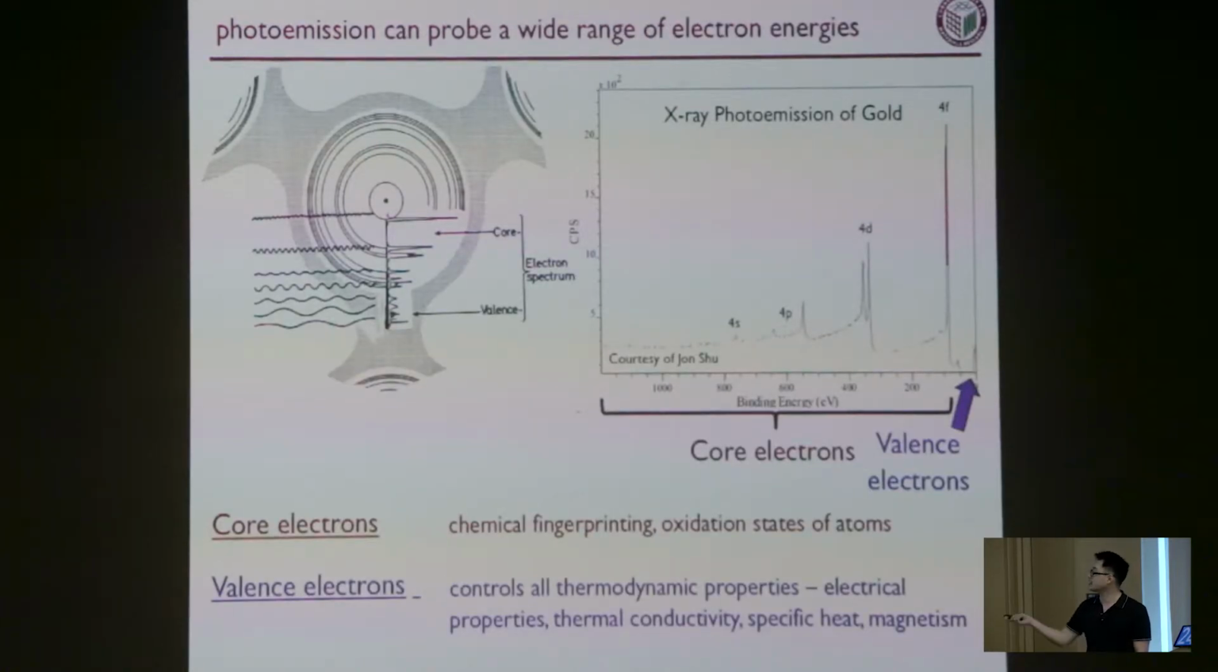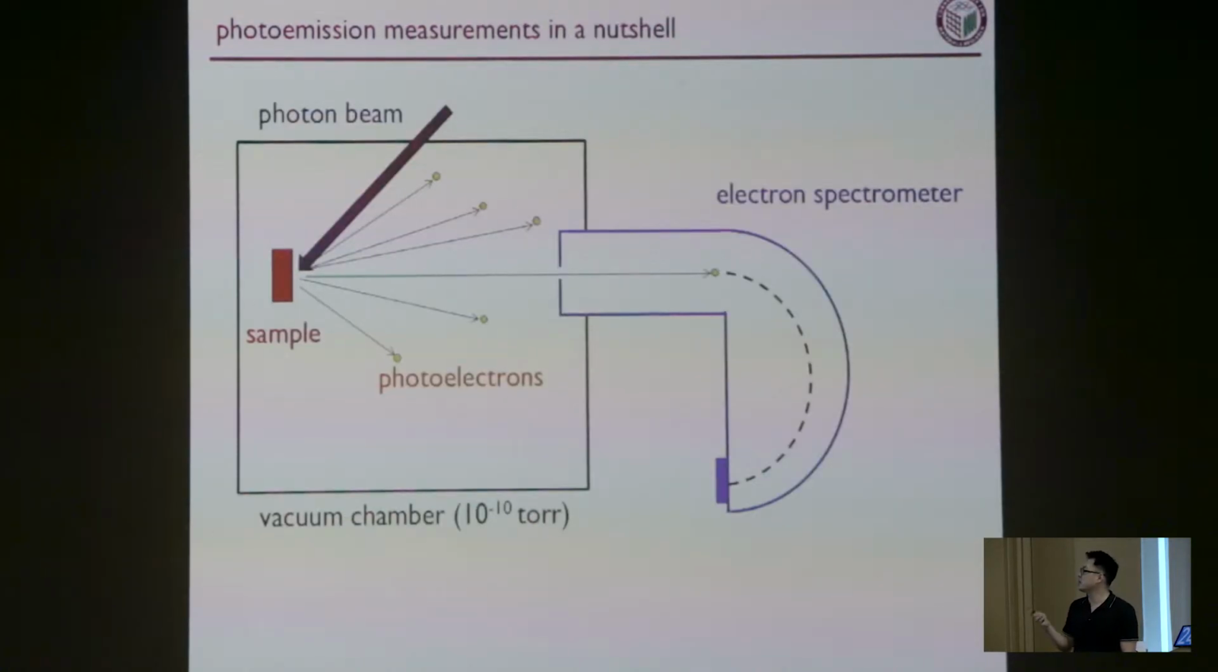Okay, actually I'll skip this one. The very simple nuts and bolts of how the experiment works is, you have a photon beam, typically in the ultraviolet, in the tens to hundreds of electron volts energy range. You'll have a sample that's not floating; it's connected to the ground of the chamber. For a lot of the experiments we do, it's at low temperature, so there's some kind of ultra-high vacuum cryostat. Photoelectrons are then emitted in all directions.